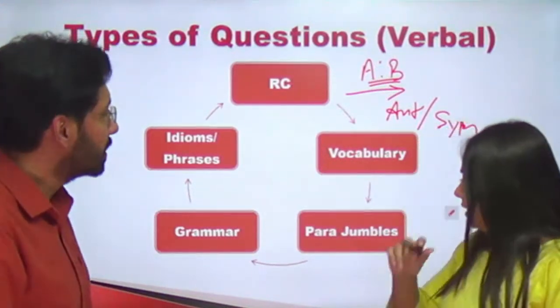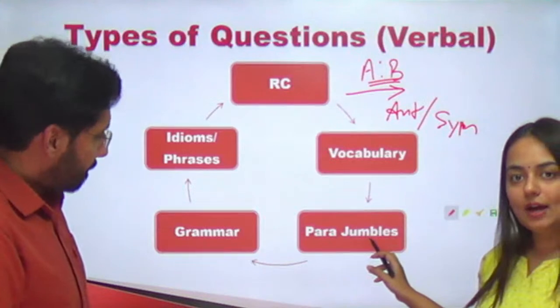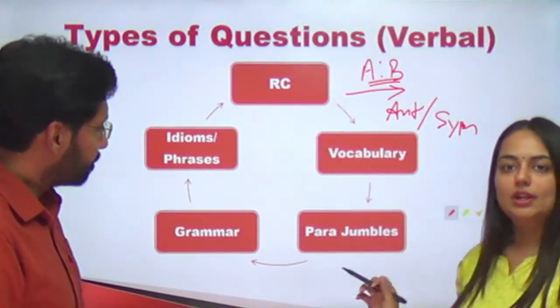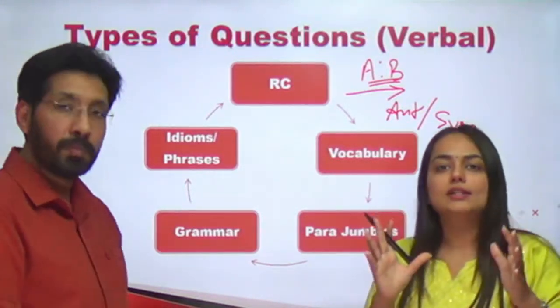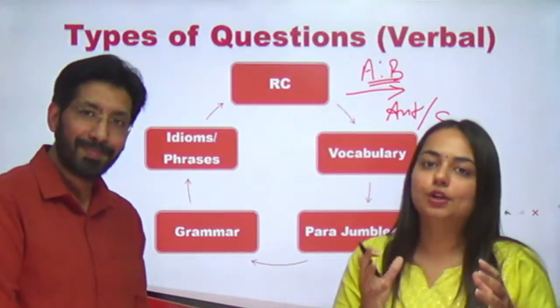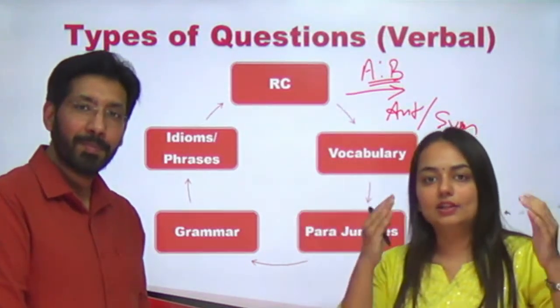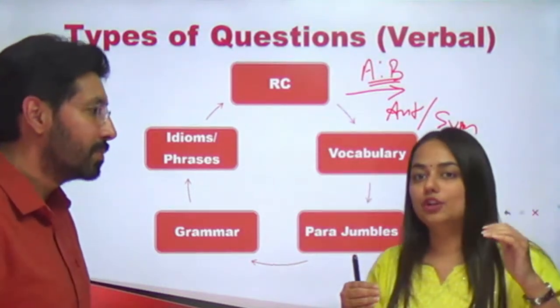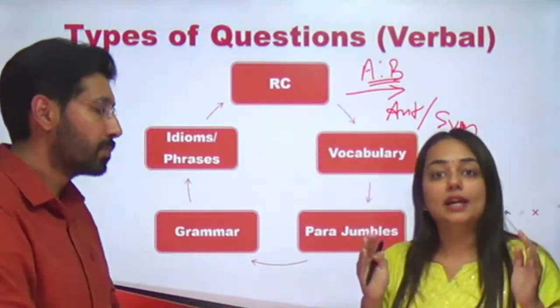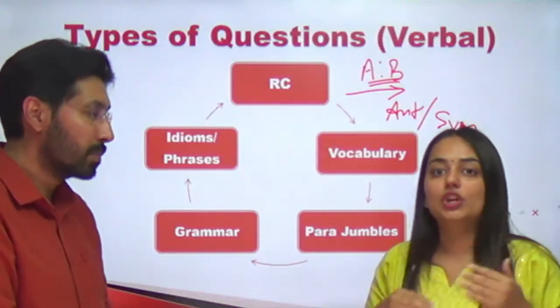Yes, let's quickly get into the parajumbles now. The parajumbles, you can count it under the RC only. Its orientation is that of reading comprehension. It can be one lengthy sentence that is broken into pieces and given in different options. It can be different lines of a paragraph also that have been jumbled.